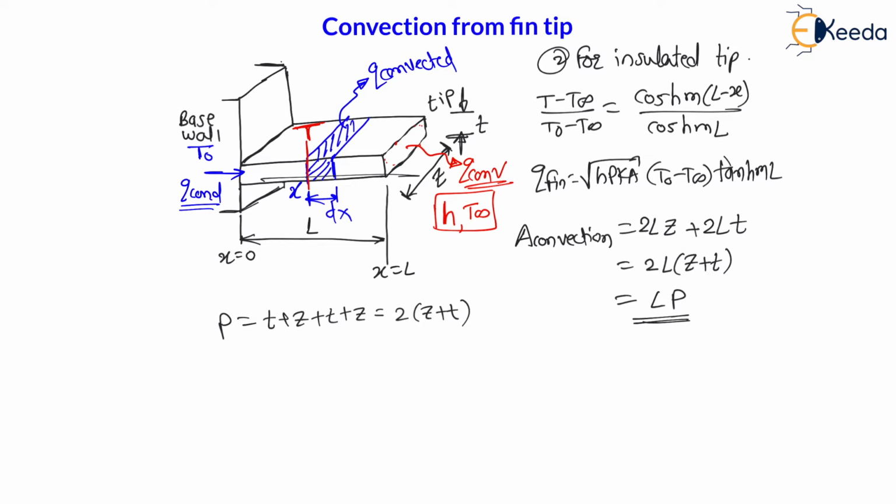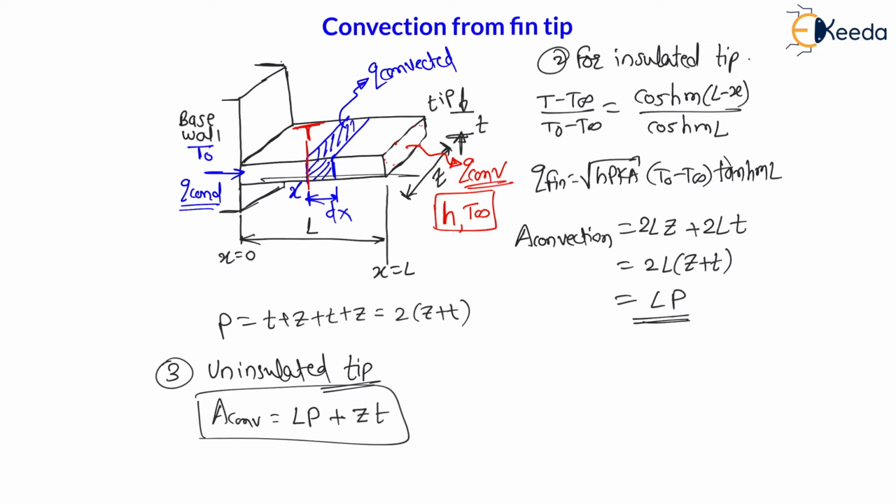Therefore, without insulation, the third case I am assuming is the uninsulated tip. If the tip is not insulated, then along with all these four areas, that is L into P, this cross section area is also available for convection. Therefore, the area of convection will become equal to L into P, where P is the perimeter, plus this area, that is Z into T. This area is also available.